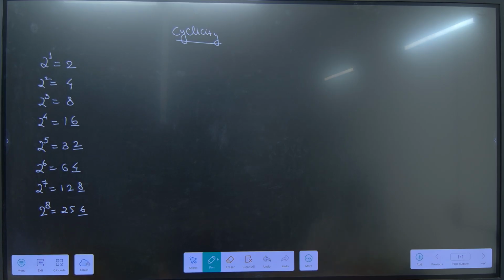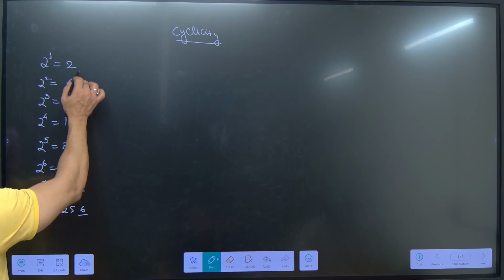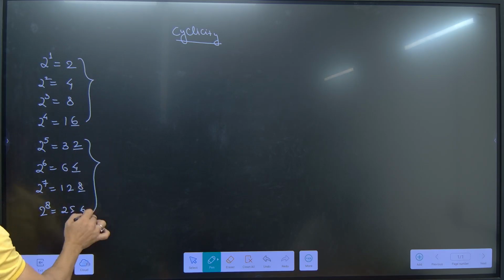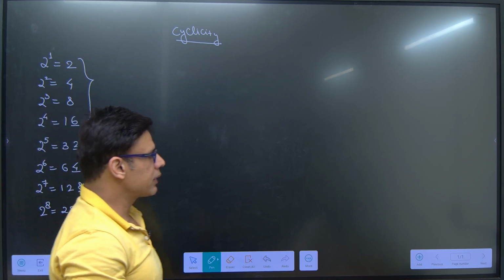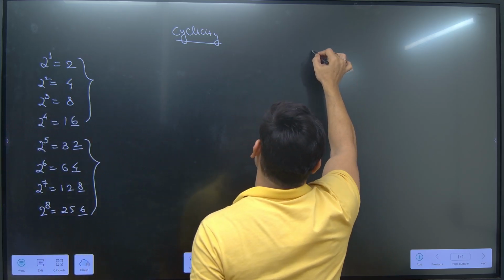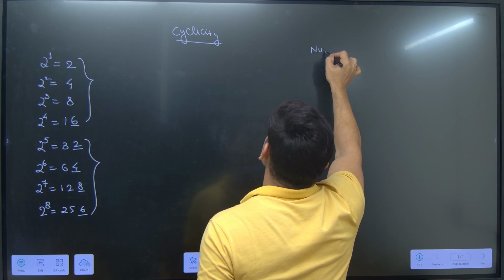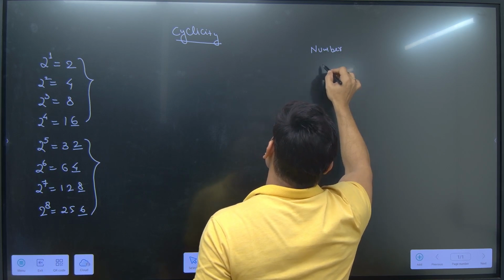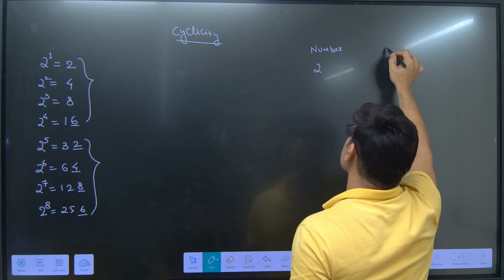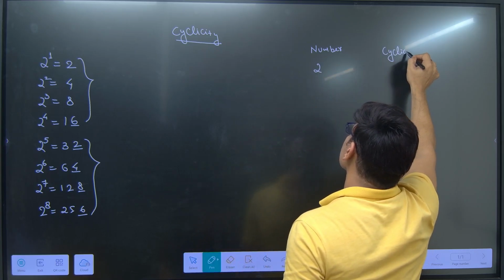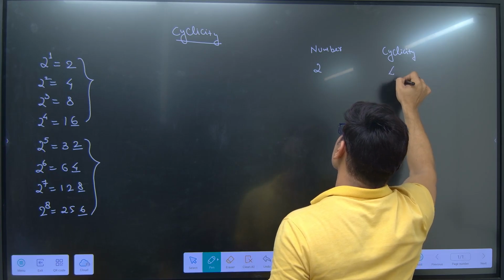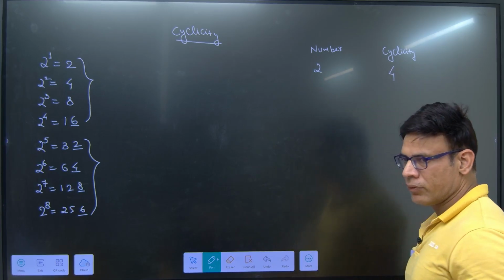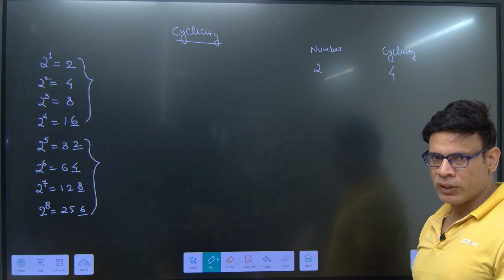Can you find some repetition of the last digit after every fourth power? Right? After every fourth power, the last digit of 2 is repeating itself. That means for a number, say 2, its cyclicity is 4. After every fourth power, the last digit of 2 will repeat itself.